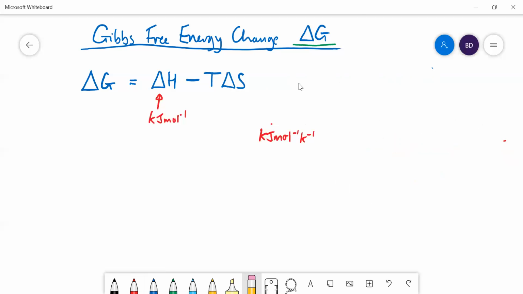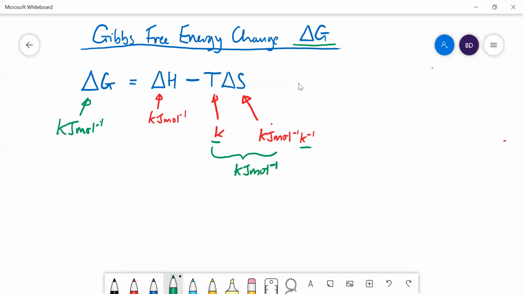What do we measure T in? T is absolute temperature, so we measure that in kelvins. So what are the units of this bit of the expression? It's kelvins times kelvins to the minus 1, so they disappear. The units are kilojoules per mole for minus T delta S. That means the units of delta G are always kilojoules per mole, because the units of delta H and of this are kilojoules per mole.